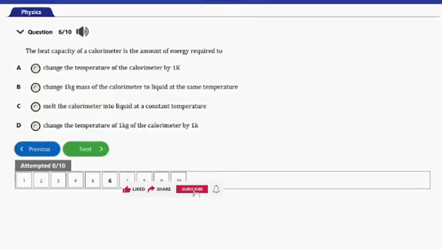So question number 6 here says, the heat capacity of a calorimeter is the amount of energy required to A, change the temperature of the calorimeter by 1 K, B, change 1 kg mass of the calorimeter to liquid at the same temperature, C, melt the calorimeter into liquid at a constant temperature, D, change the temperature of 1 kg of the calorimeter by 1 K. Alright guys, so the answer to this question here is option A. The heat capacity of a calorimeter is the amount of energy required to change the temperature of the calorimeter by 1 Kelvin. And that's it for this question.